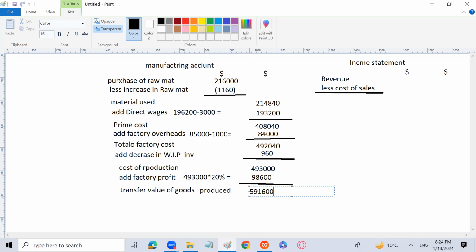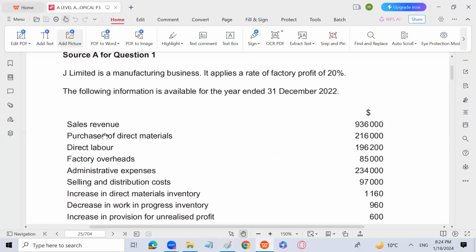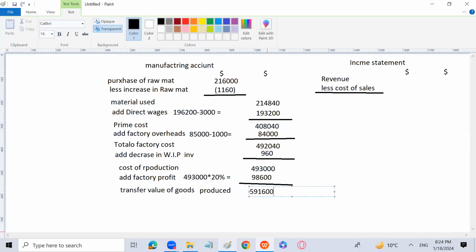We have already done with that. Now I have to go for the preparation of the income statement. So I'm going to start with revenue. Sales revenue is given in the question, and that is 9,36,000. So I will write over here 9,36,000 less cost of sales. In cost of sales, I will write opening inventory of finished goods. Everything in cost of sales will be written at transfer price. So opening inventory of finished goods at transfer price, obviously you will write.